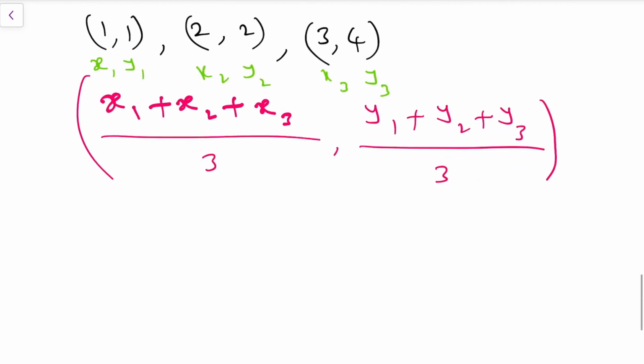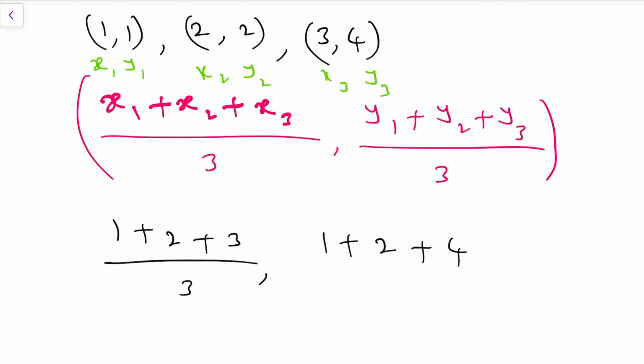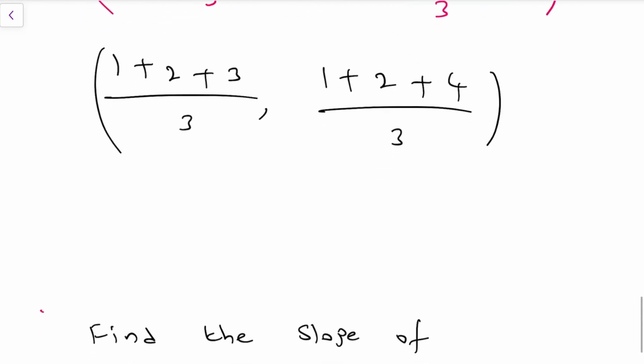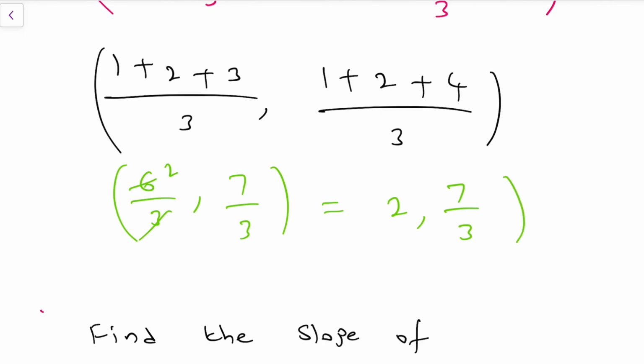Let us substitute now. In this, x1 is 1 plus x2 is 2 plus x3 is 3 whole divided by 3, y1 is 1 plus y2 is 2 plus y3 is 4 whole divided by 3. Let us simplify this. 1 plus 2, 3, 3 plus 3, 6, 6 divided by 3. 1 plus 2, 3, 3 plus 4, 7 divided by 3. Here 3 ones are 3, 3 twos are 6. So the centroid will be 2, 7 by 3.